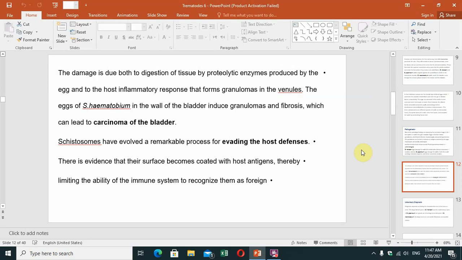Schistosomes have evolved a remarkable process for evading the host defenses. They have some defensive means that let them overcome or hide from the immune system, and this includes their ability to become coated with host antigen, thereby limiting the ability of the immune system to recognize them as a foreign body.